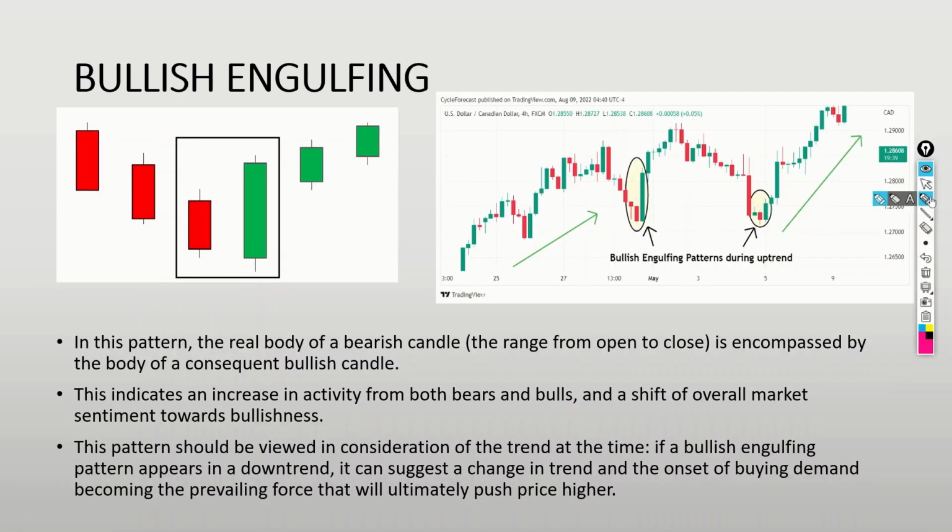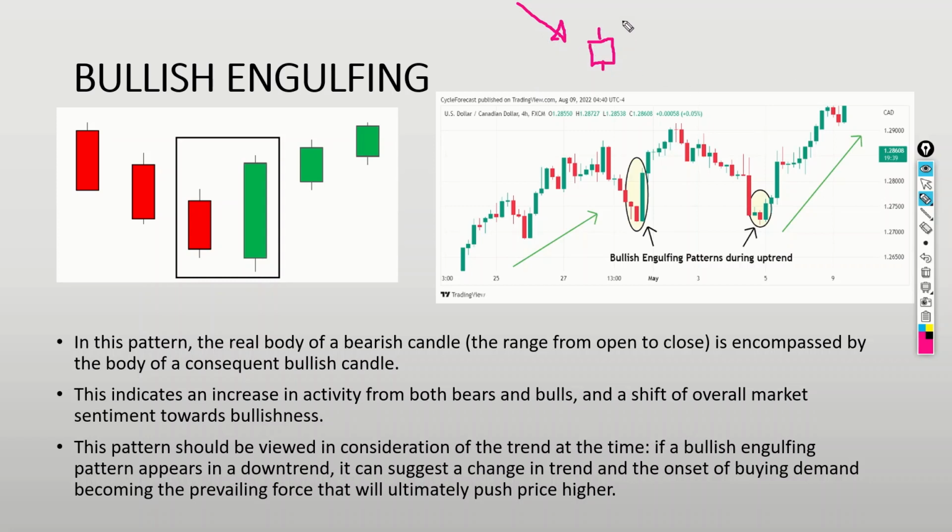So another candlestick pattern we're going to be looking at is the bullish engulfing pattern. In this pattern, the real body of the bearish candle, that's the range from open to close, is encompassed by the body of the consequent bullish candle. So we are saying that in a bullish engulfing pattern, the real body of a bearish candle is encompassed by the body of the consequent bullish candle.